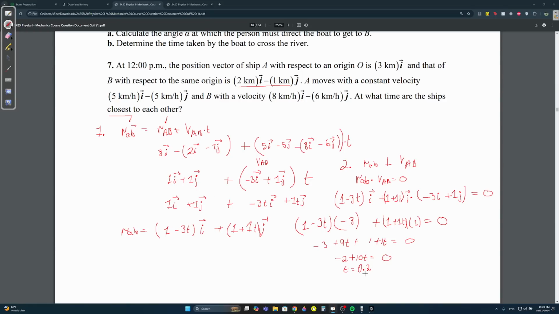And obviously, what's our unit of time? Hours, right? They're asking what time the ships are closest to each other. If it started at 12 p.m., it took 0.2 hours. How many minutes is 0.2 hours? 0.2 times 60 is equal to 12 minutes. So after 12 minutes, what's 12 p.m. plus 12 minutes?